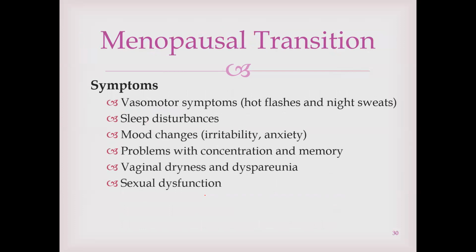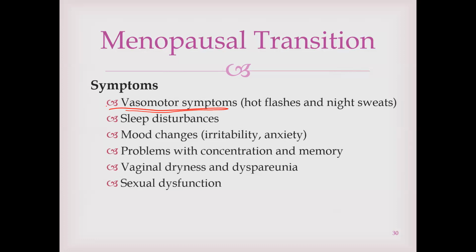Symptoms that we're going to talk about how to treat are going to be these vasomotor symptoms, and we'll learn about how to administer hormones to help offset some of the significant symptoms that they may experience, most classic being hot flashes and night sweats. Sleep disturbances, we don't really have great drugs to treat that. We kind of try to do non-pharmacologic intervention. Mood changes, irritability, and anxiety. Problems with concentration and memory also don't have a great drug option.